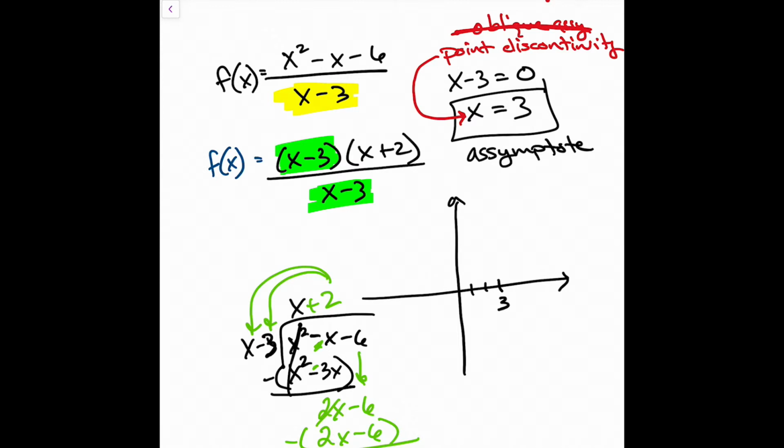So that means this factors out, cancels out, and then plus negative 6 plus 6 is also 0. So that's it. This is my function. So I want to graph this. My y-intercept is at 2, and then my slope is 1 over 1.